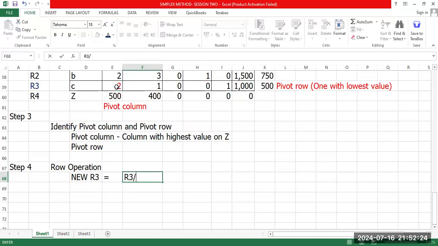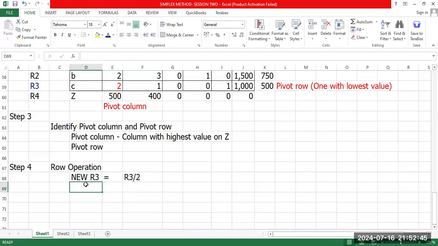We don't want to make this value to appear as 0. We want to make the meeting point to appear as 1. So I divide by the value I have here, which is 2. If I have 5, I divide by 5. If I have 10, I divide by 10. Then you are done with that first formula.